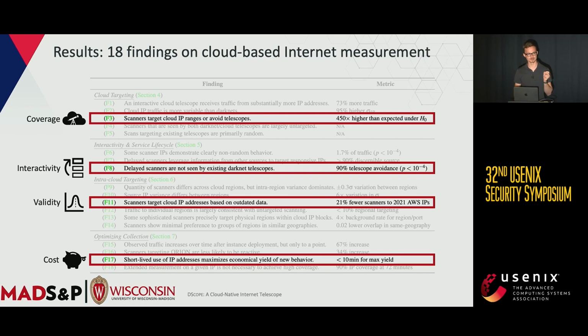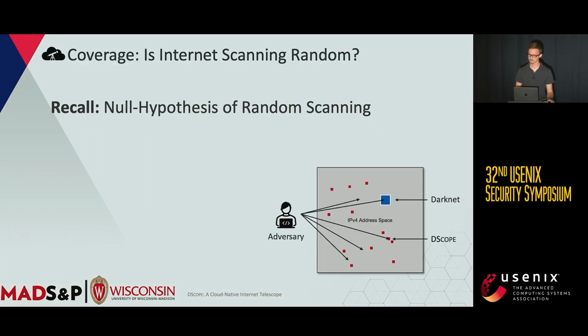First, let's talk about how the footprint of DScope achieves higher coverage. Now, we said that existing darknet telescopes work under the assumption that scanning is random, and we hypothesized that non-random scanning would lead to higher coverage for DScope. And so the question is, is internet scanning random? Well, we can actually phrase this as a hypothesis test that we can evaluate. Let's consider random scanning. An adversary who is random scanning has a given probability of hitting either the darknet telescope or DScope. And this is effectively a coin flip. Under the hypothesis of random scanning, this would be weighted by the size of the 2 telescopes in IPs.